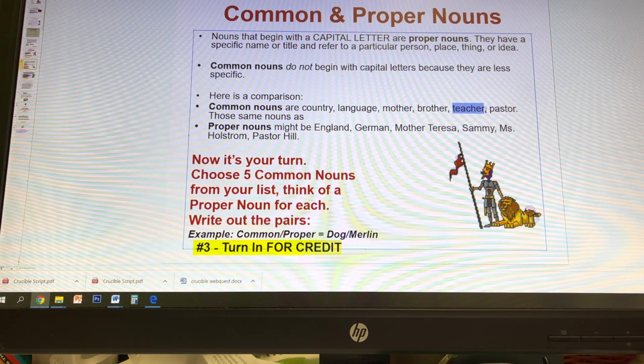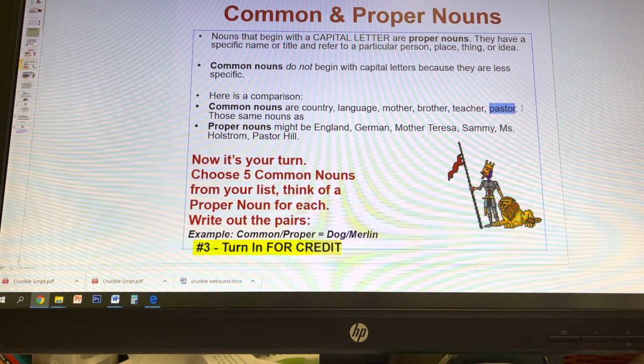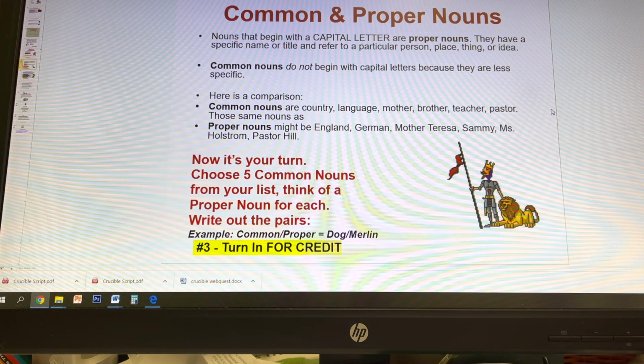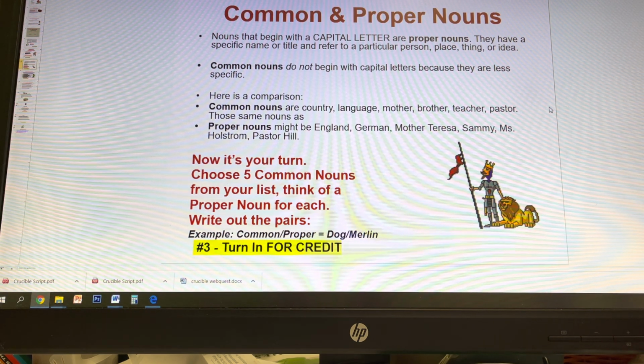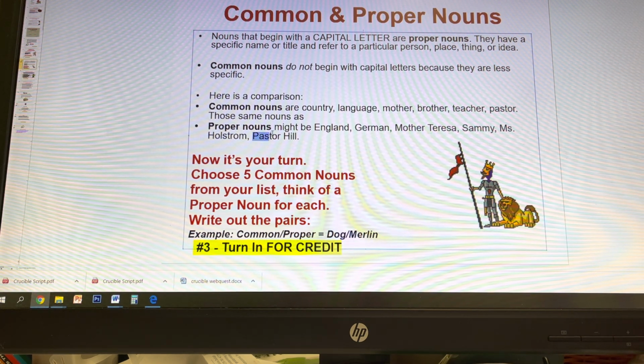Teacher could be anyone. I'm sure all of you have more than just one teacher this year. So a teacher could be any one of them, but I want you to write down a specific one. So here I have Ms. Holstrom is the teacher to whom I am referring. Some of you may have a pastor or a priest or a vicar or a preacher, all different kinds of terms that mean the same thing. In this case, we have the specific proper name, Pastor Hill.